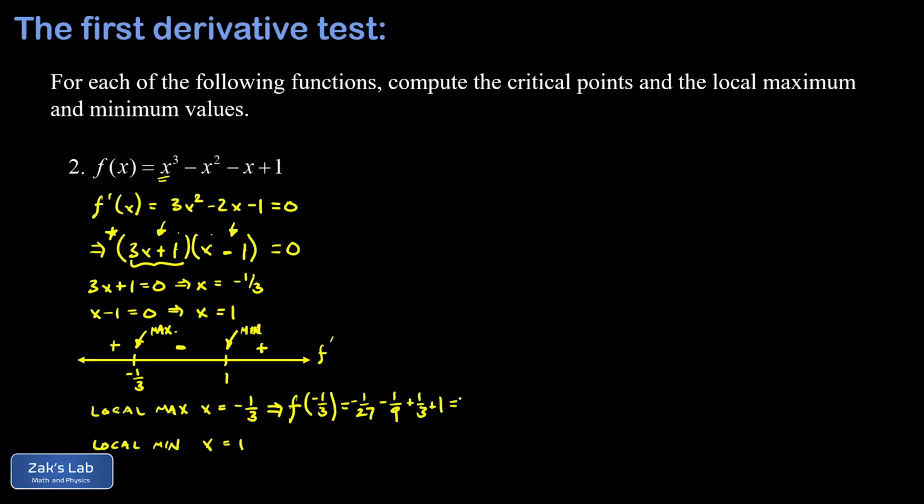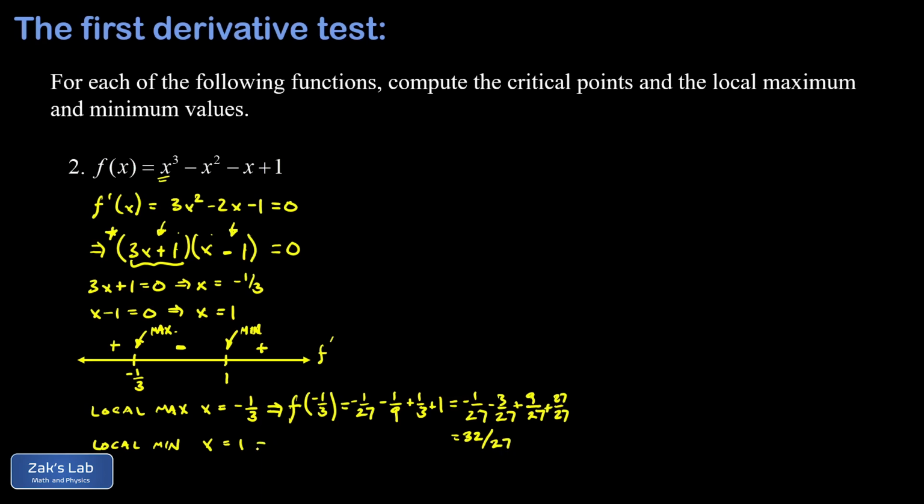Our common denominator there is going to be 27. So I have -1/27 minus 3/27 plus 9/27 plus 27/27. Adding all those up, I have a -4/27 plus 9/27. That's 5/27. Then I add that to 27/27, and I end up with 32/27. In other words, a number slightly bigger than 1 for my local maximum value there.